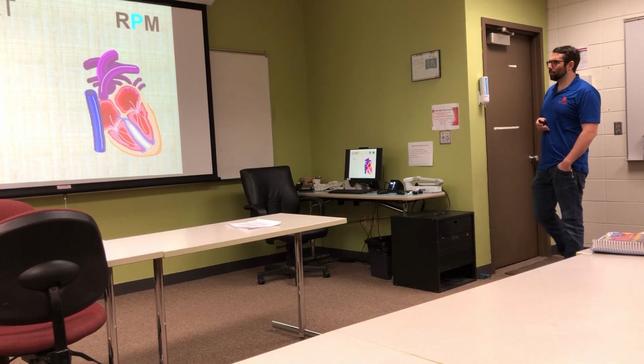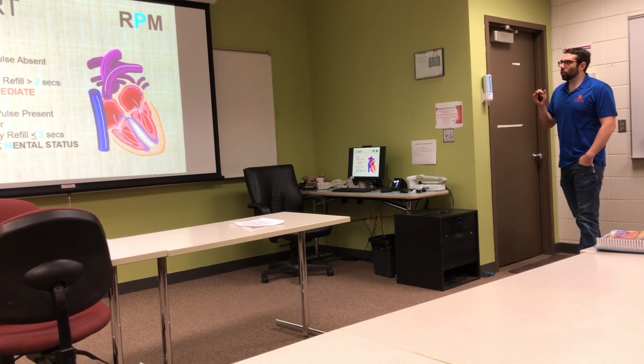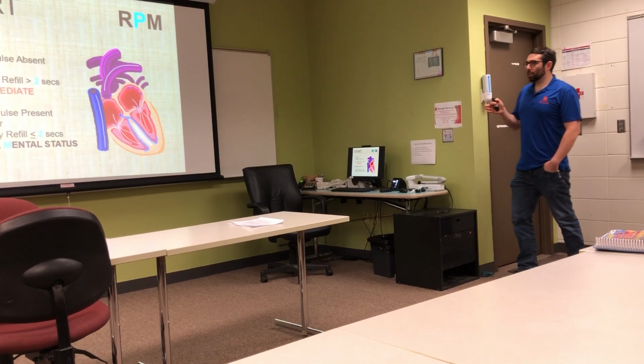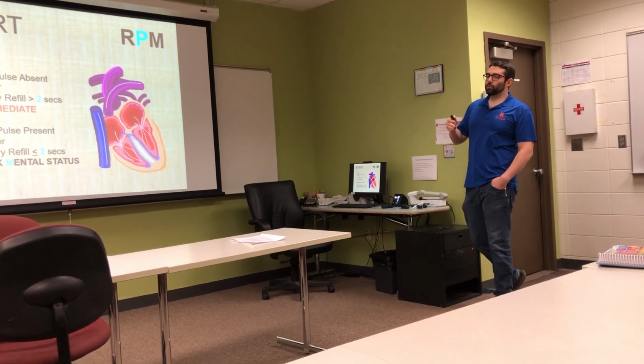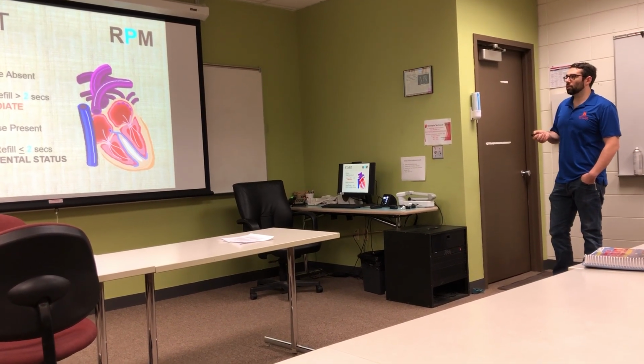Our P step is going to be for perfusion. So if we're up onto the P step, that means our patient is breathing and their respirations are under 30 breaths per minute. So we're going to check for a radial pulse.